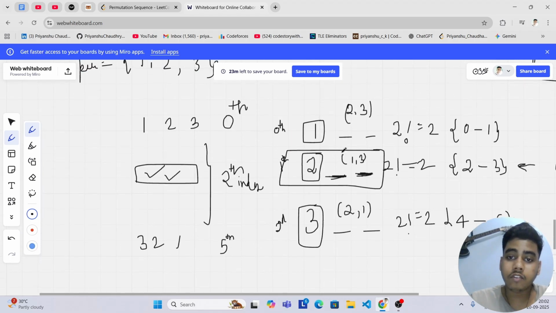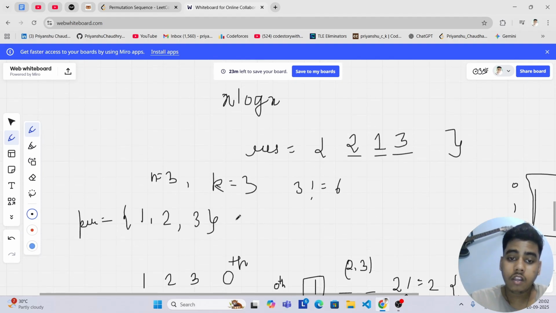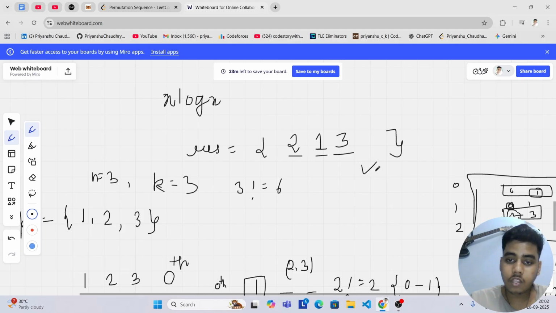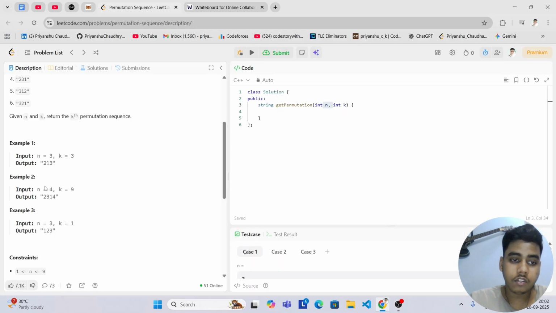And now we can see that our resultant array is filled, and now we can say our answer is coming 213. So here also we can see our answer is 213. This is telling us the third permutation sequence.